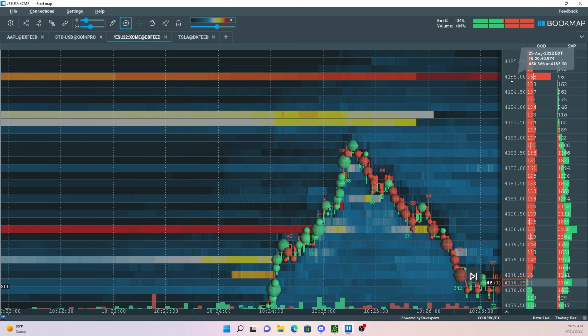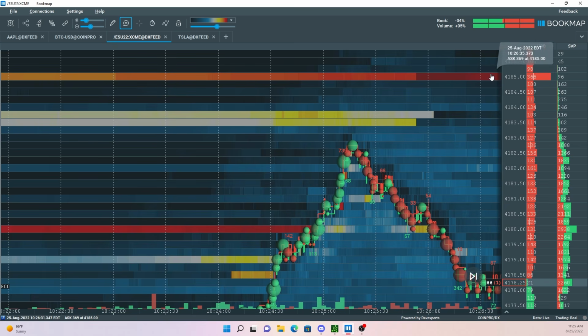Now, on the flip side, say we do come up to this 4185 and we have 366 on the order book, and we start getting this massive green ball growing in size, and we're seeing the 366 get digested down to 150, 150, 21, and then eventually 0.